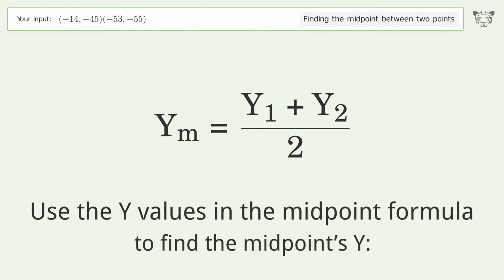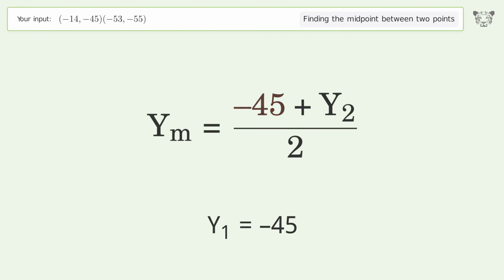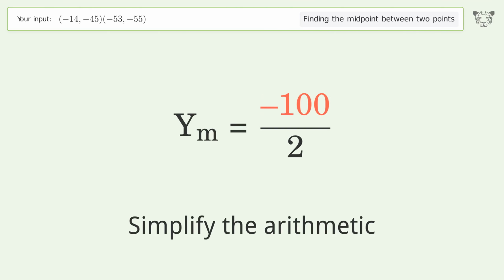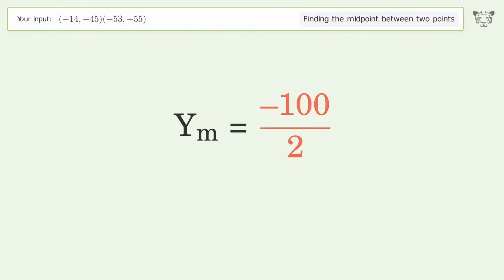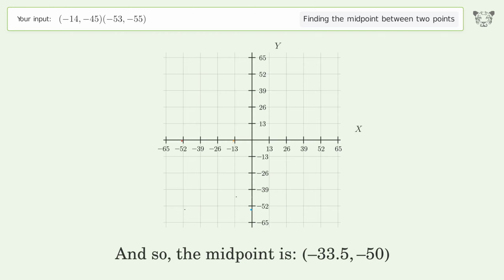Use the y values in the midpoint formula to find the midpoint's y. y1 equals negative 45. y2 equals negative 55. Simplify the arithmetic. And so, the midpoint is negative 33.5, negative 50.